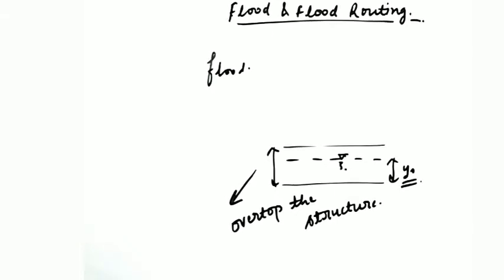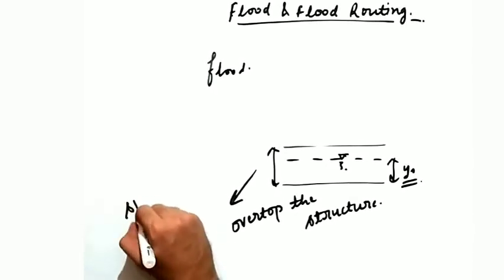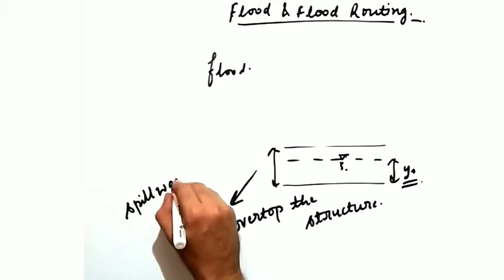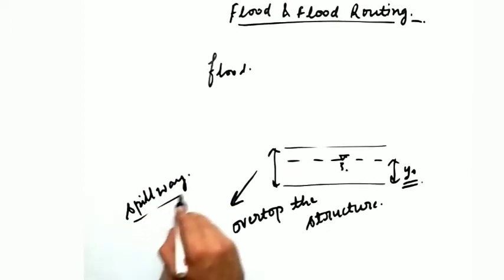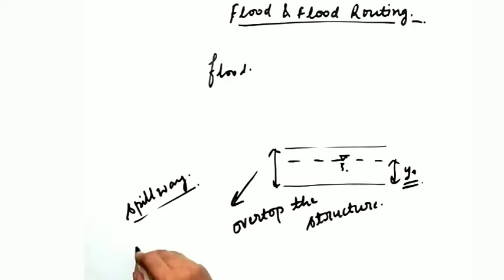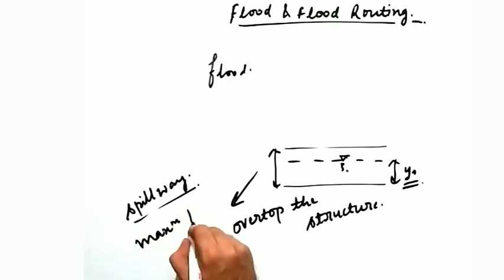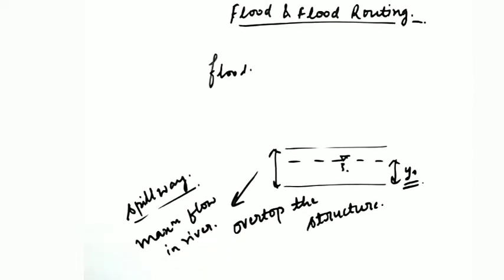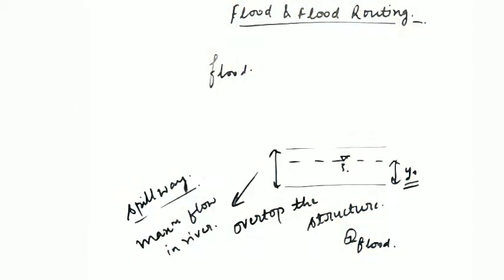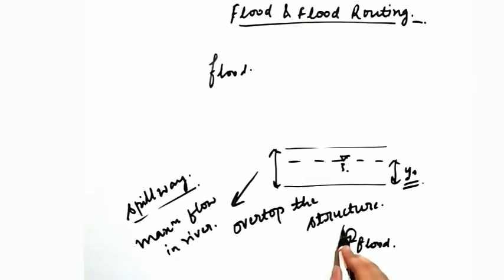That means if we design any structure, suppose we are designing a spillway for a high dam, then we will have to design that spillway by taking into account the maximum flow in the river. We have to consider the Q flood, the discharge that will be flowing in the case of flood in that river, so that we can design that spillway in the most efficient manner so that it does not overtop when such discharge reaches the river.